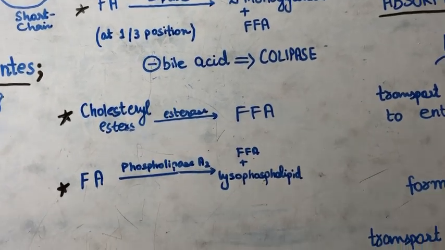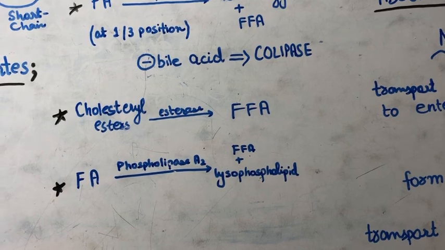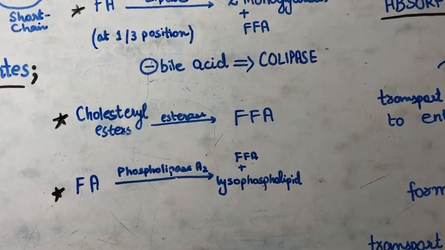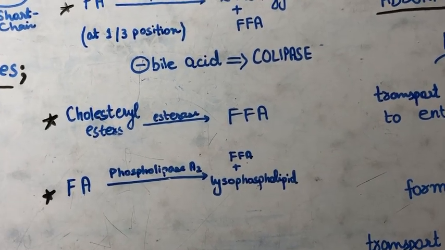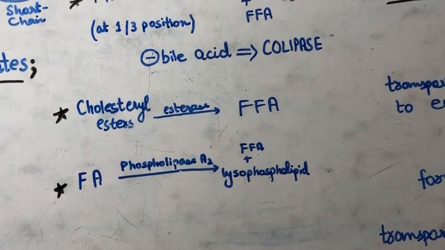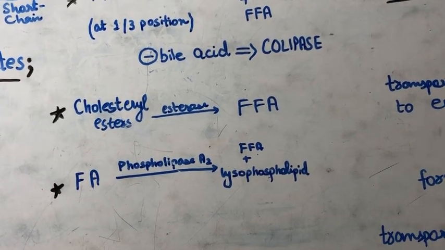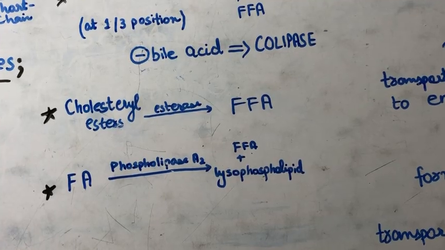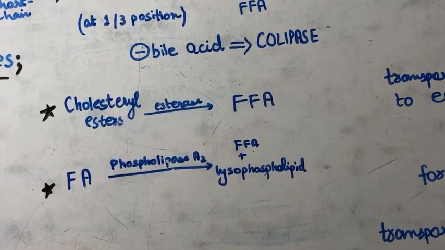Then we have the cholesterol esters, which in the presence of pancreatic esterase will give you free fatty acids. The phospholipids in the presence of phospholipase A2 will give free fatty acids and lysophospholipids.